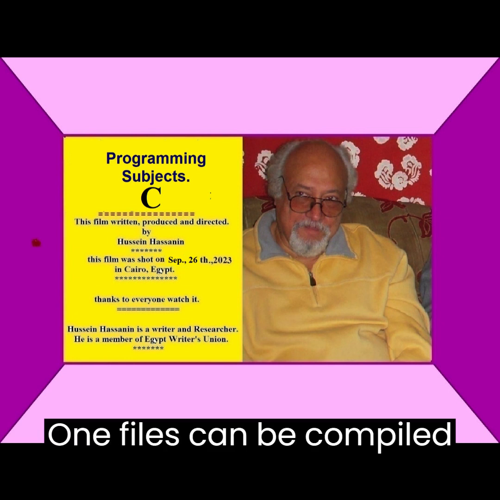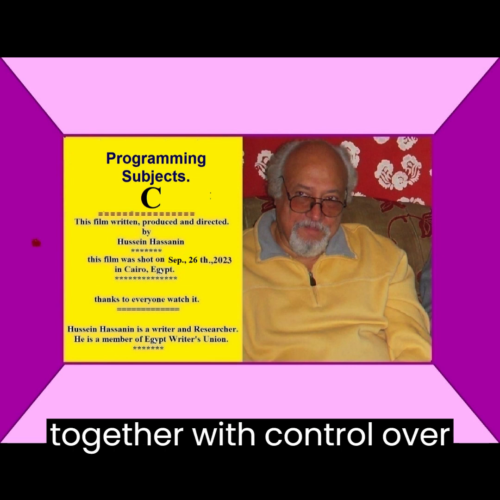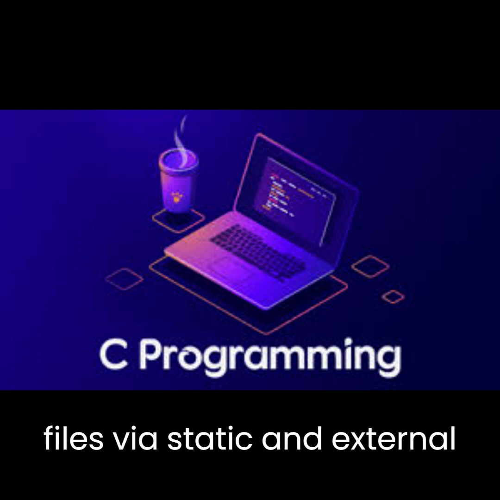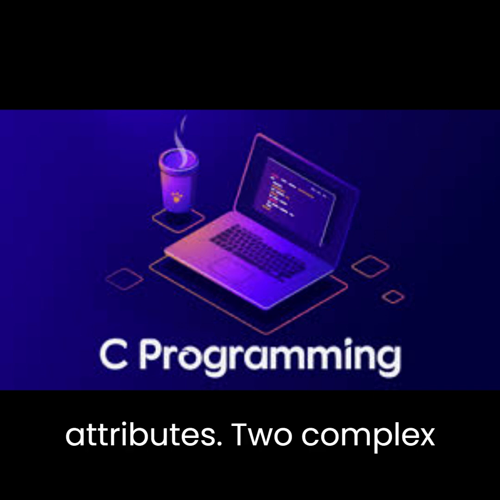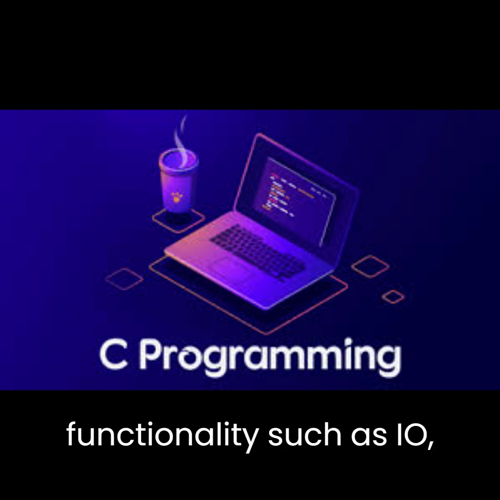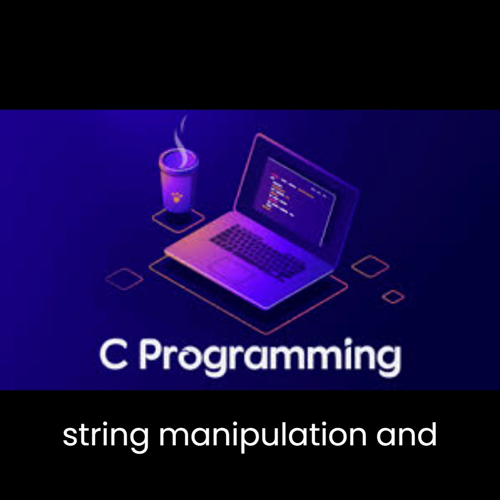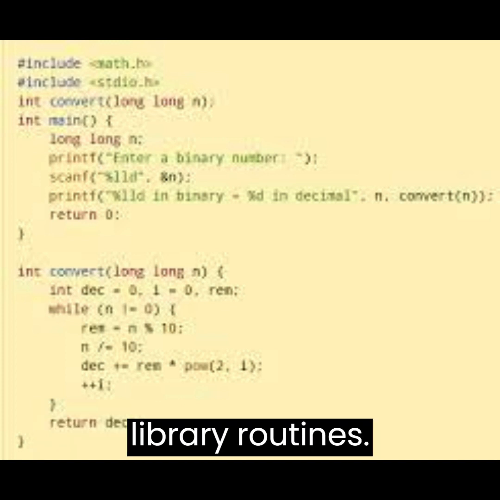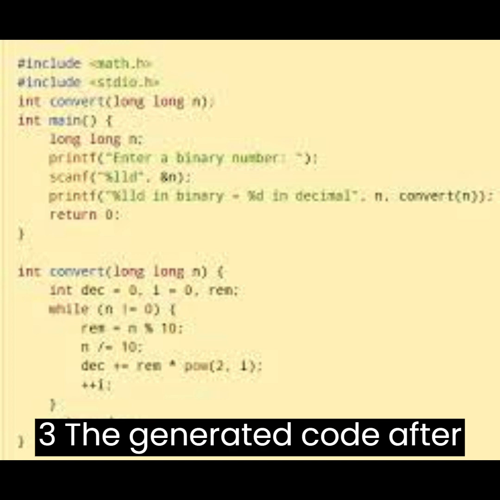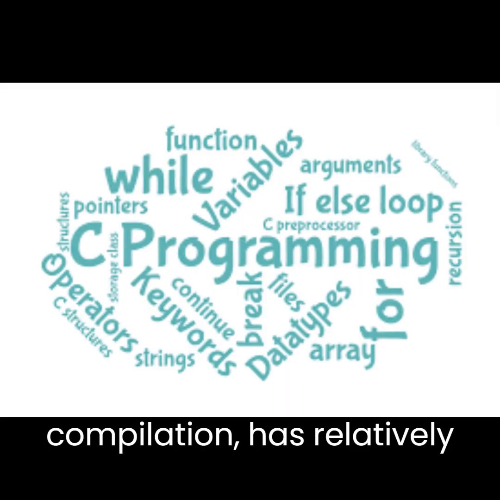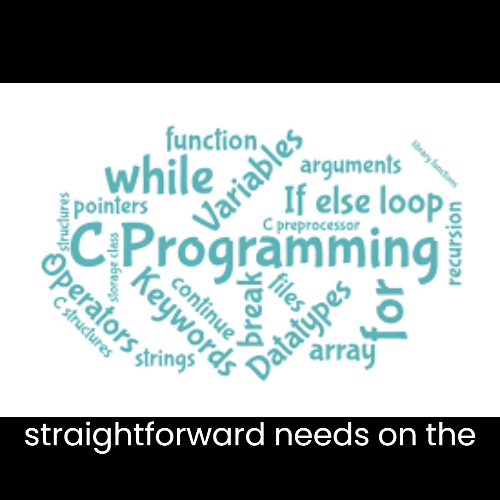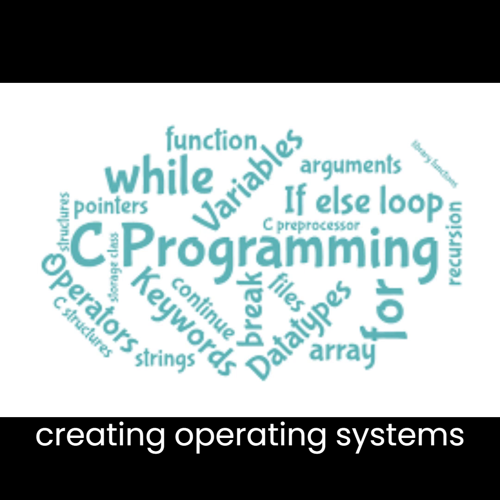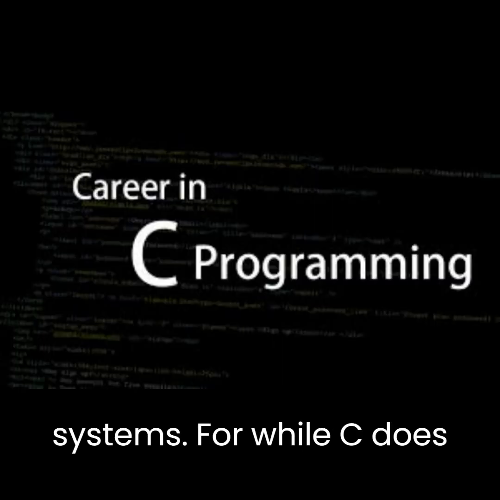1. Files can be compiled separately and linked together, with control over which functions and data objects are visible to other files via static and extern attributes. 2. Complex functionality such as I/O, string manipulation, and mathematical functions are consistently delegated to library routines. 3. The generated code after compilation has relatively straightforward needs on the underlying platform, which makes it suitable for creating operating systems and for use in embedded systems.